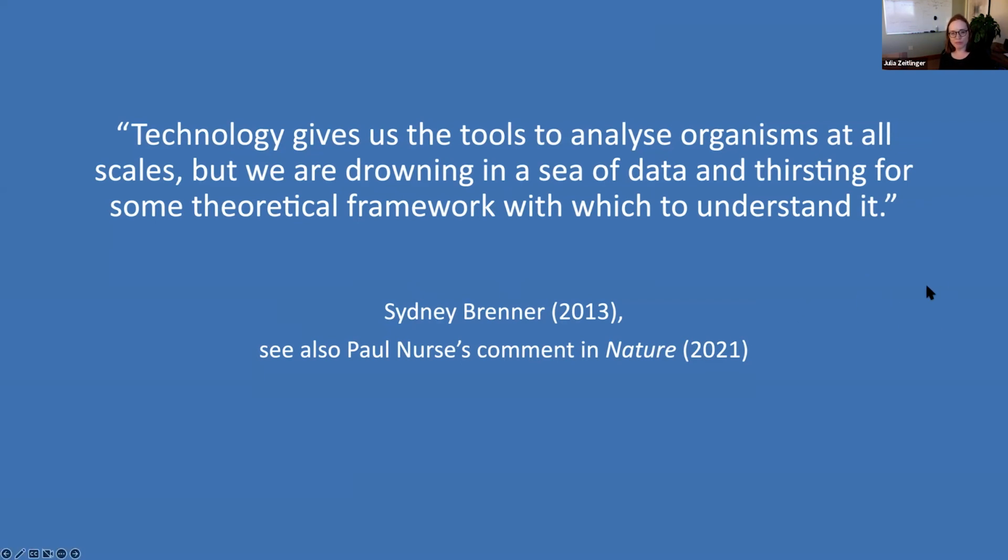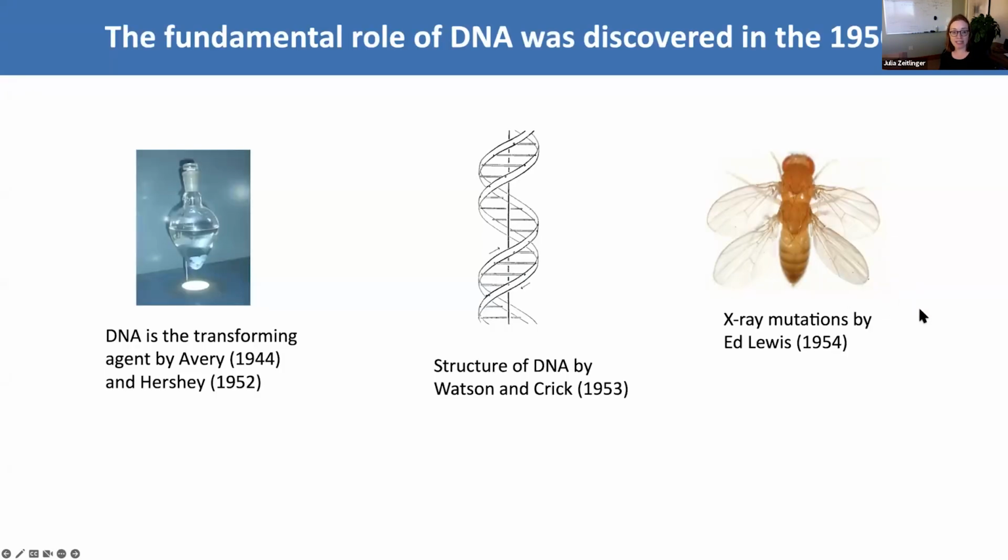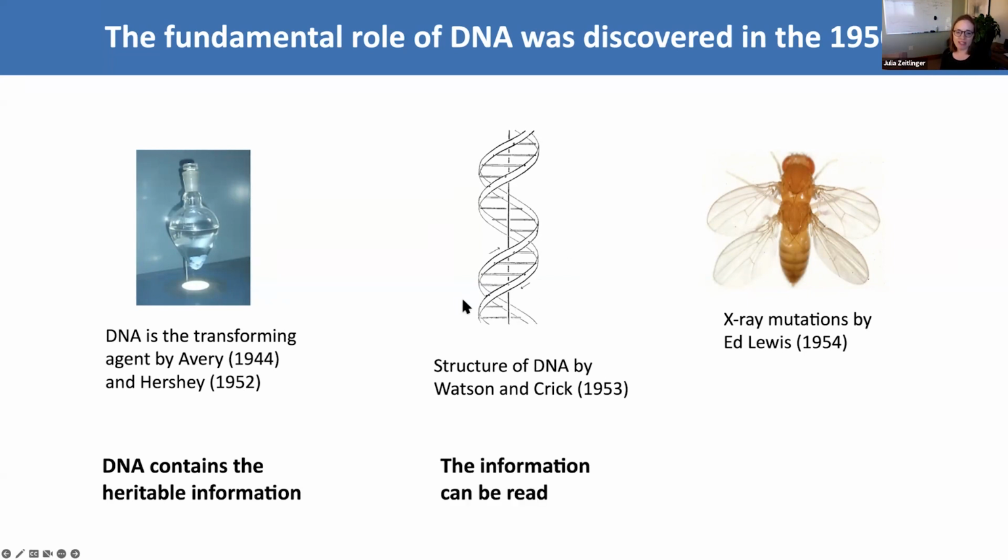I would argue the theoretical framework really is DNA sequence. And we knew this already since the 1950s. In the 1950s, it became clear that DNA is the transforming agent. This is really what contains the heritable information. In fact, it was discovered already in the 1940s by Oswald Avery, but he wasn't believed until the 1950s. It really took a while because people believed that proteins were more important than DNA. But of course, we also know the structure of DNA from Watson and Crick in the 50s, and that became a very clear model of how information can be stored, copied, and read.